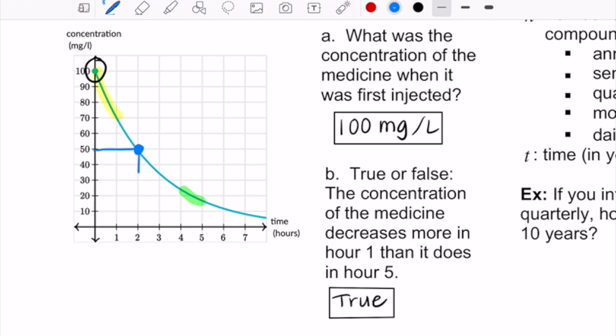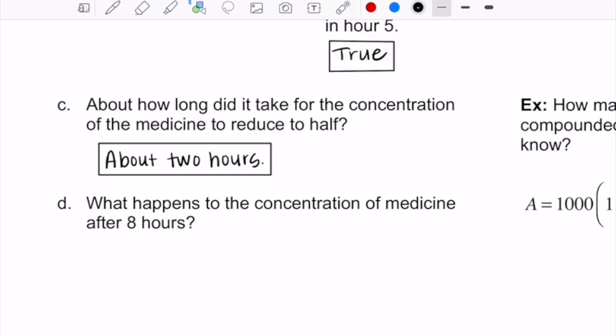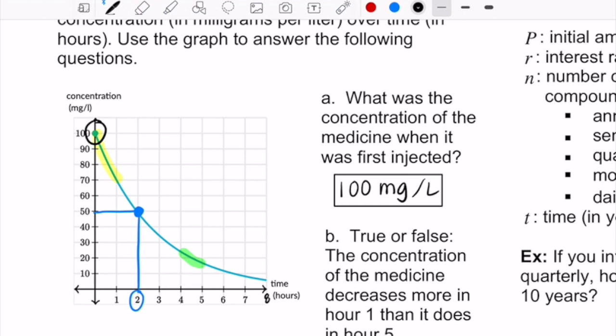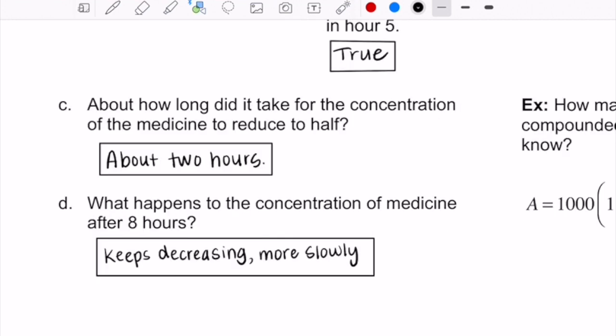And then I'll go down to my x-axis and I'll answer this question that it takes 2 hours for it to reach about half of its initial concentration. And then the final question in this section says, what happens to the concentration of medicine after 8 hours? So here is hour 8 over here on the right side of the graph. At 8 hours, the concentration of medicine would continue to decrease slowly. There's nothing to indicate that it stops at 8 hours. However, it would eventually run out.